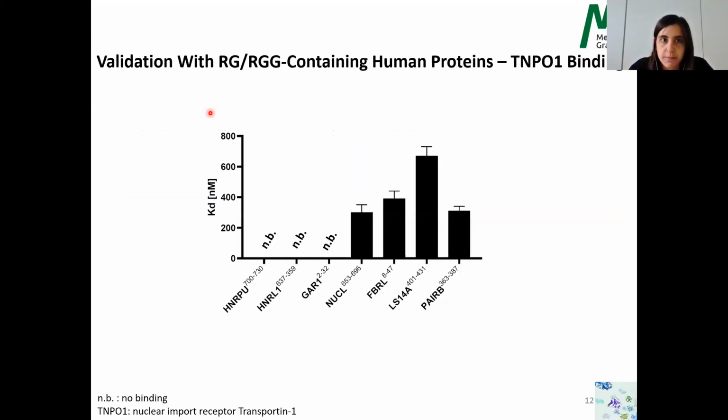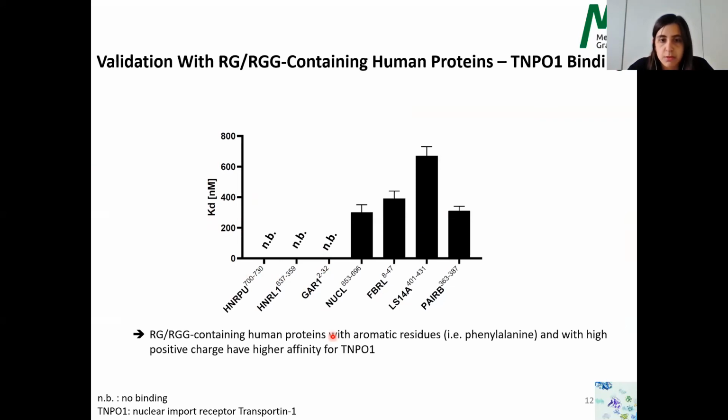Then, to check the binding to transportin 1, I titrated the peptides with the transportin, and I did the calorimetric experiment to get the binding affinities. You can see the sequences with the high net charge and enriched in aromatic residues have a nanomolar affinity to transportin 1. However, the others hold no affinity. We conclude that the aromatic residues and also the net charge are important for the binding to transportin 1.